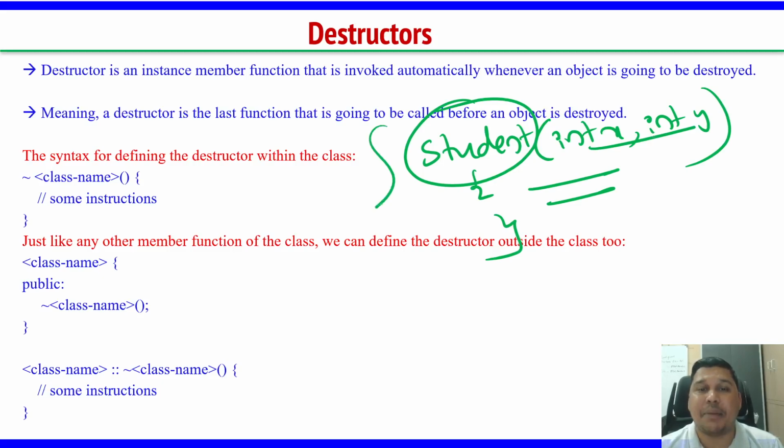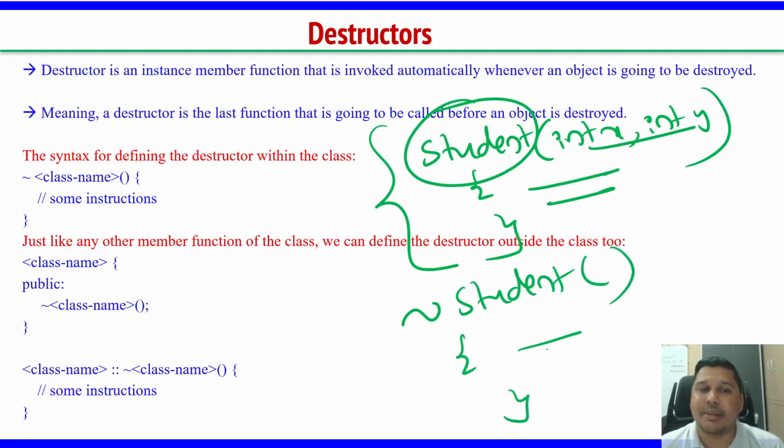So this is a parameterized constructor, whereas to write a destructor, you have to use this tilde symbol, this tilde operator, with the same class name, student, and you can write some set of instructions. Tilde operator, student, open and close curly brackets. You can write some set of instructions here.